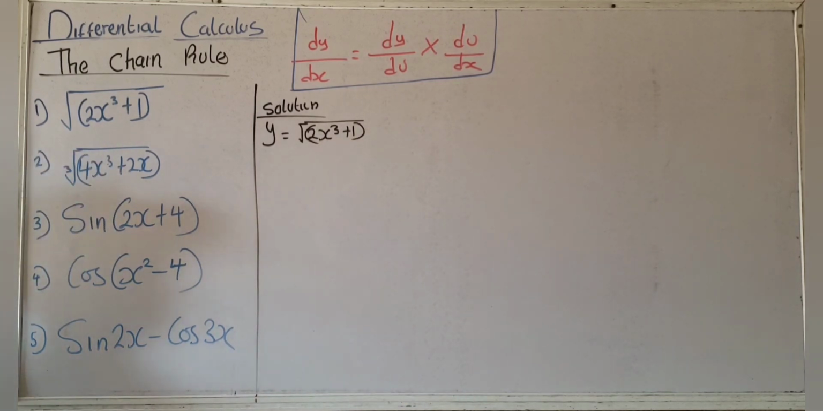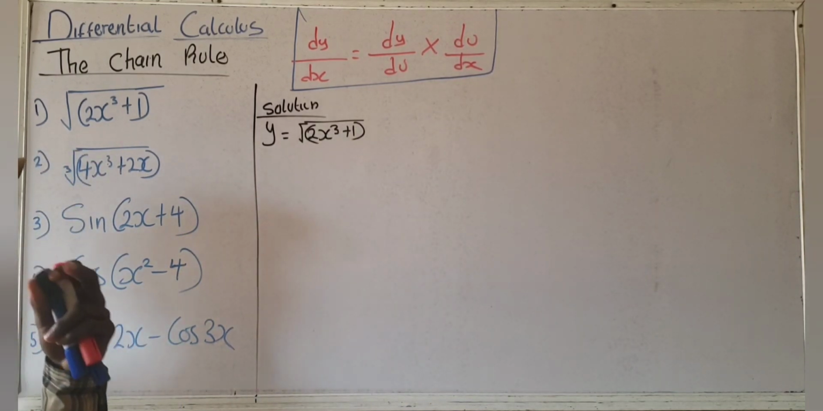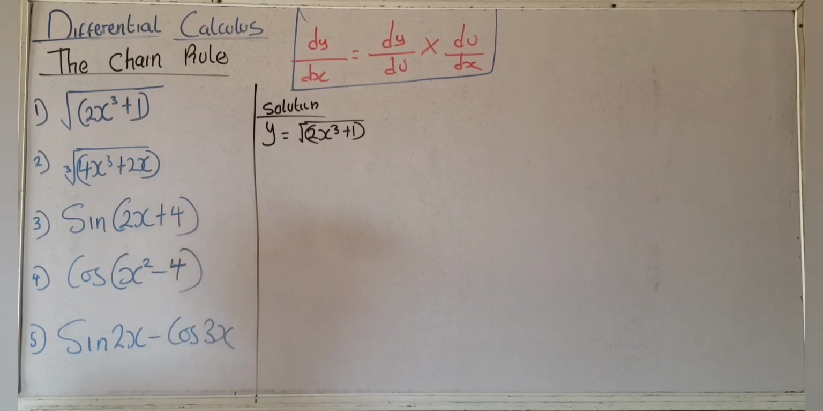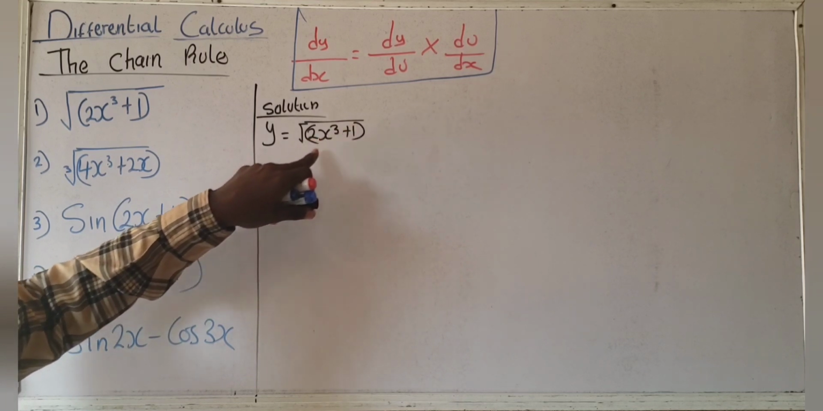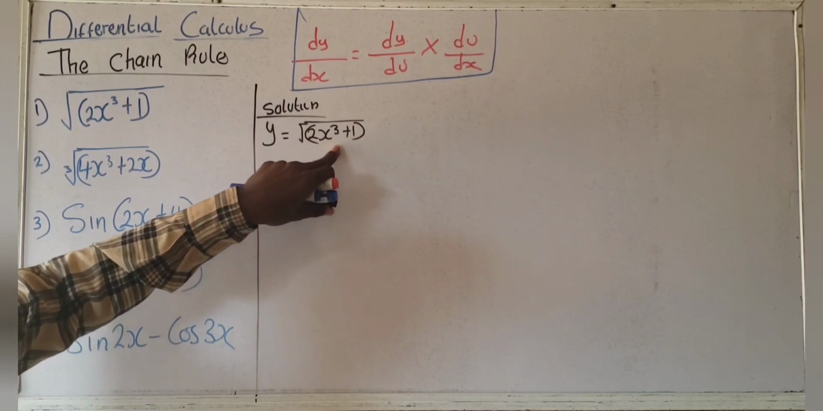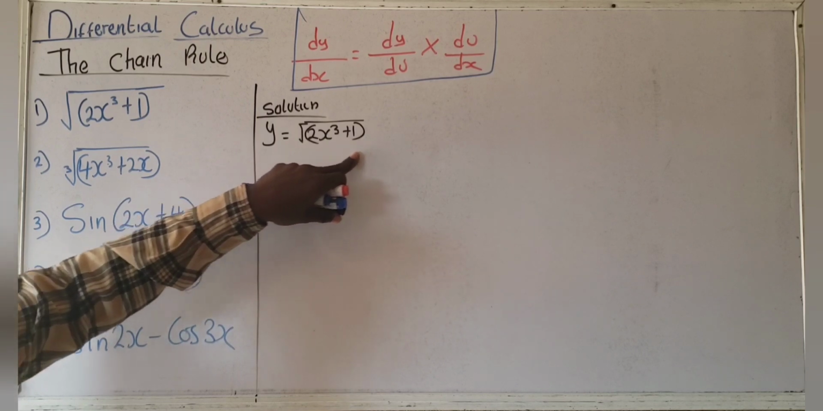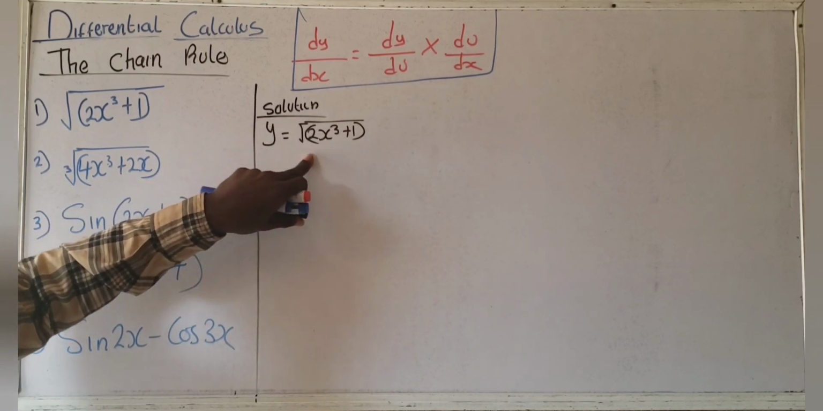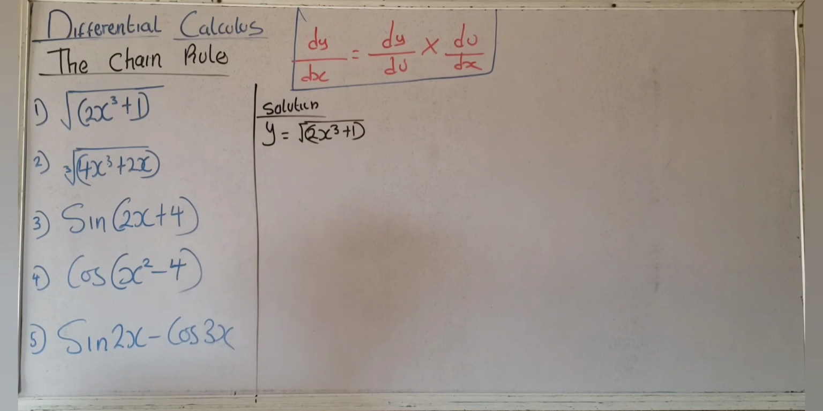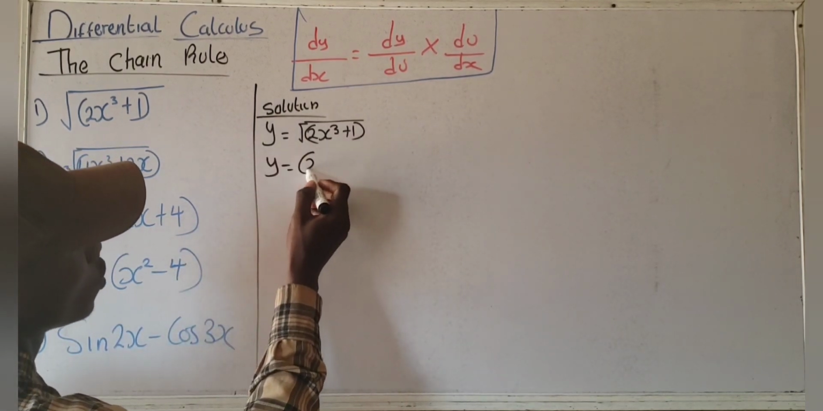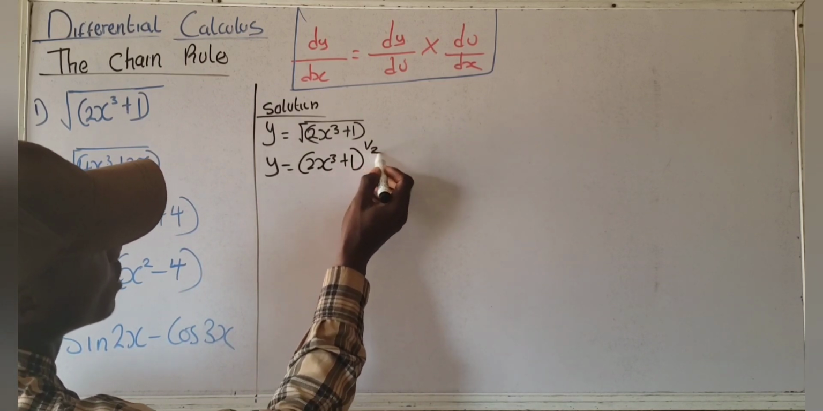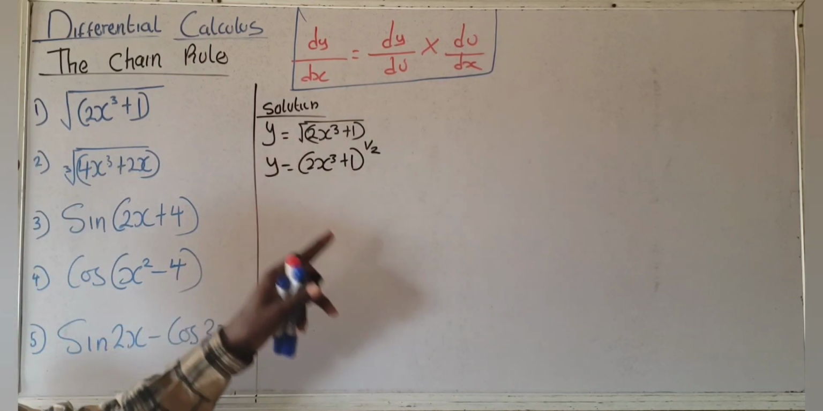Okay? Now, you can see that this kind of question has another function in itself. Don't forget, I told you, the chain rule is used to differentiate a function that has another function in itself. Looking at this, y equals the square root of 2x raised to the power of 3 plus 1. 2x raised to the power of 3 plus 1 itself is a function, and y is another function. So, the first step is that we can rewrite this as y equals 2x raised to the power of 3 plus 1, all raised to the power of 1 over 2. Because square root simply means half.